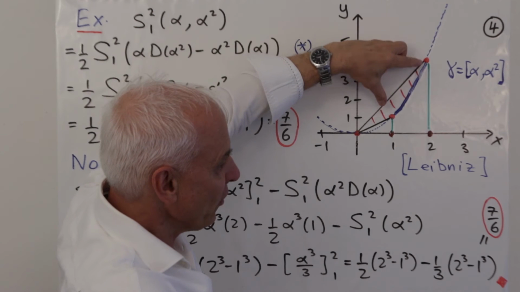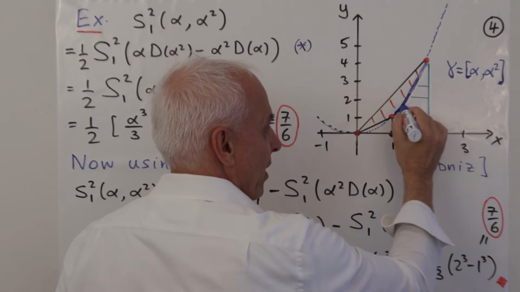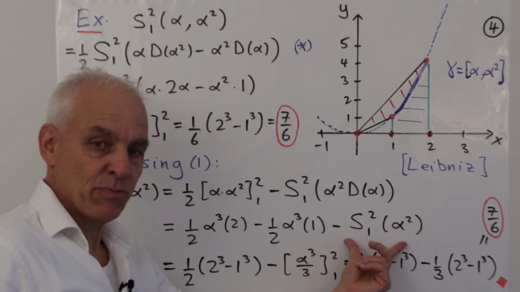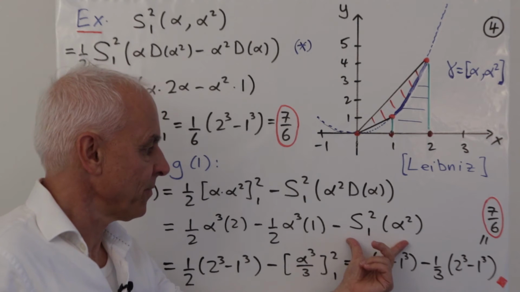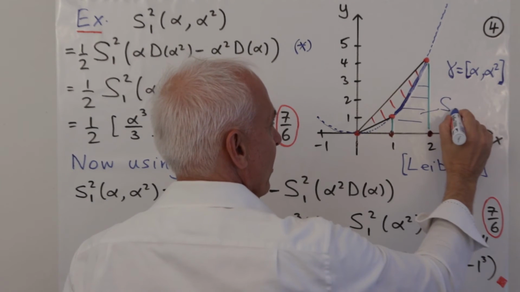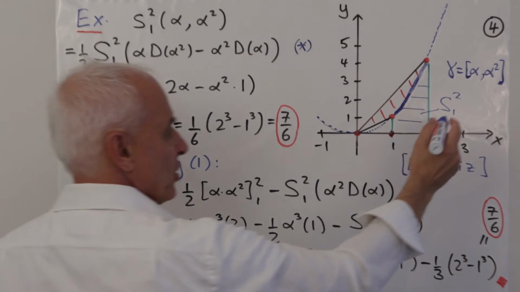or between the curve and the x-axis. So this region here is exactly the thing that's expressed by this quantity. In other words, it's the integral from 1 to 2 of, well, we're talking about the first formula, q dp.